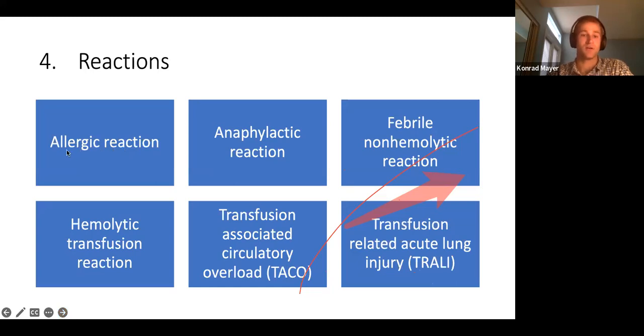Okay, so there is the allergic reaction. This, if severe, can be the anaphylactic reaction. And because it's so severe, it's its own group.